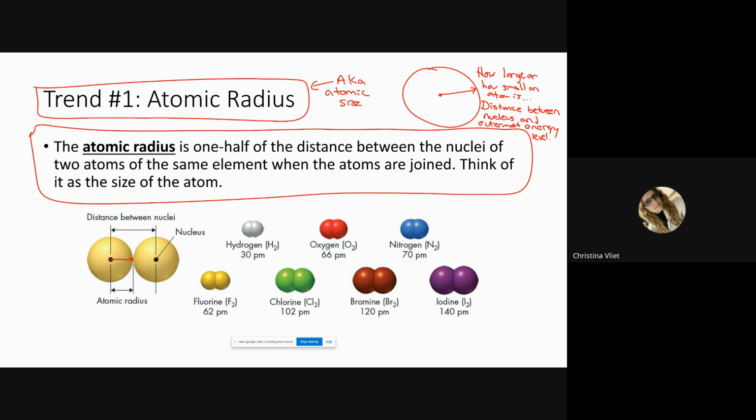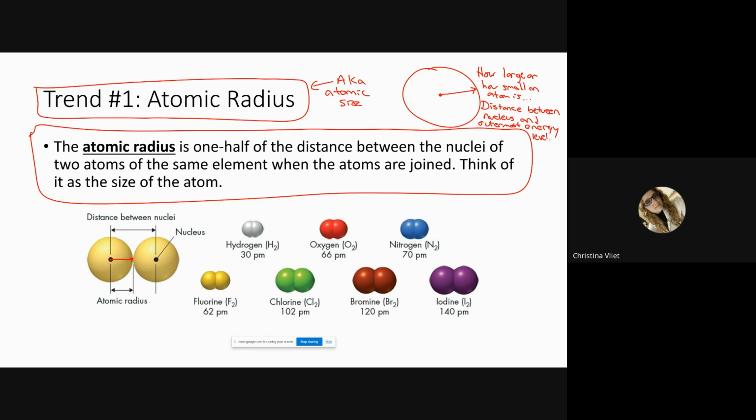Given that information, what the definition is, you may already be able to look at your periodic table and at least draw one trend about the atomic radius. So I'm going to give you some time. Write the definition, and then you should also write down the simplified version of the definition up here.